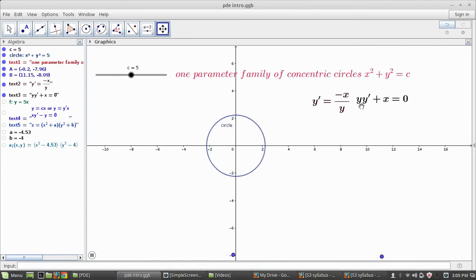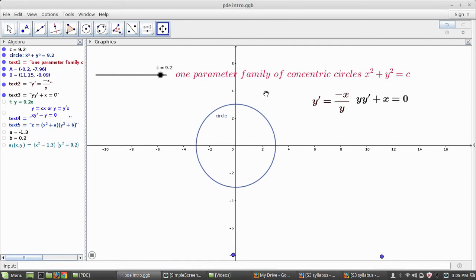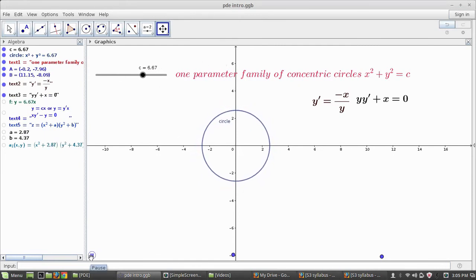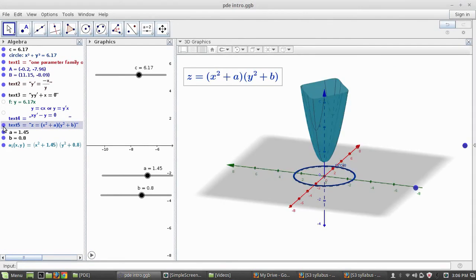That means for the first order differential equation y dash plus x equal to 0, its solutions are family of concentric circles. Consider the function z is equal to (x square plus a) into (y square plus b), where x and y are independent variables, z is the dependent variable, a and b are two parameters.